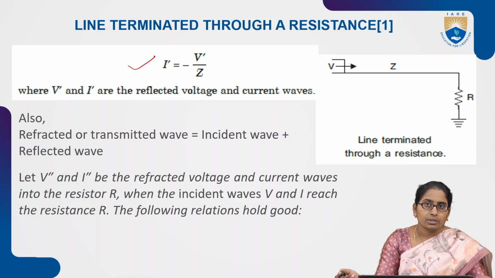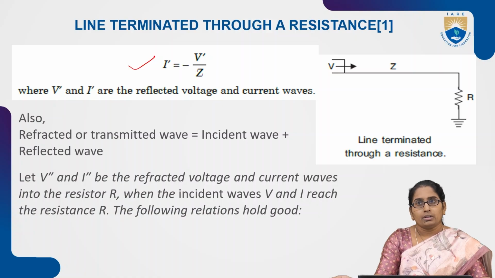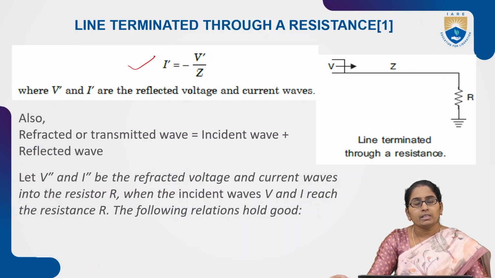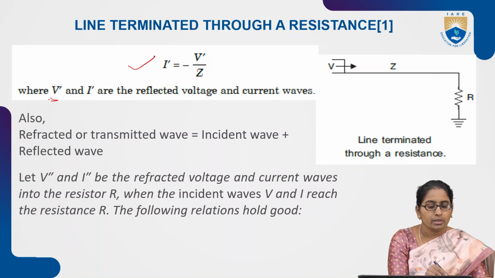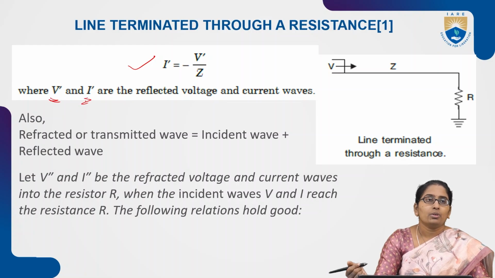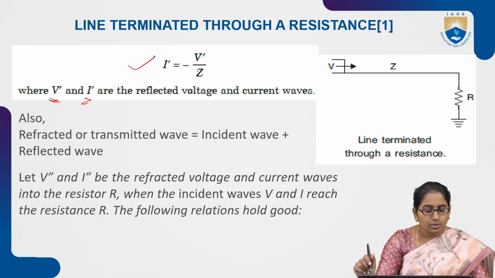Where Z is the line impedance. Now, what are I dash and V dash? They are the reflected voltage and current waves. Just remember, V and I are the input sending voltage and current wave, that is also called the incident wave. V dash and I dash are the reflected voltage and current waves at the receiving end, when it is open or short circuit.